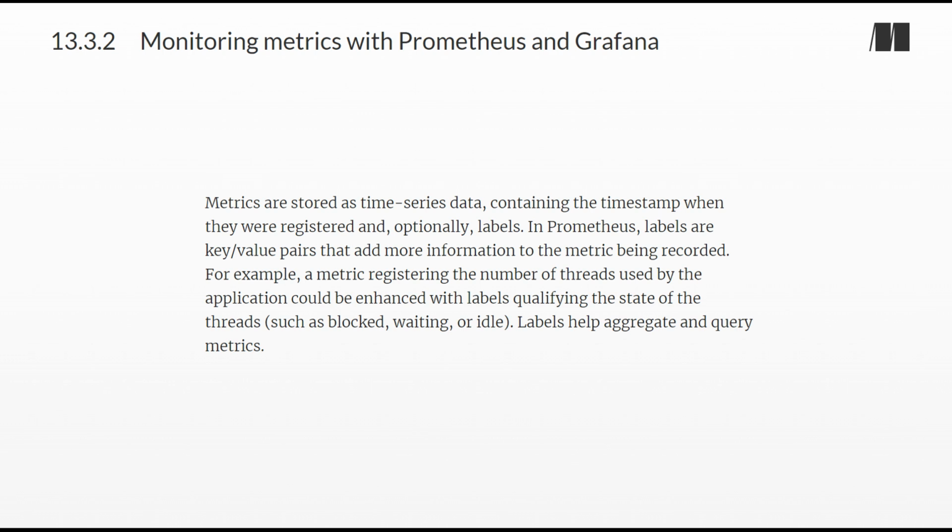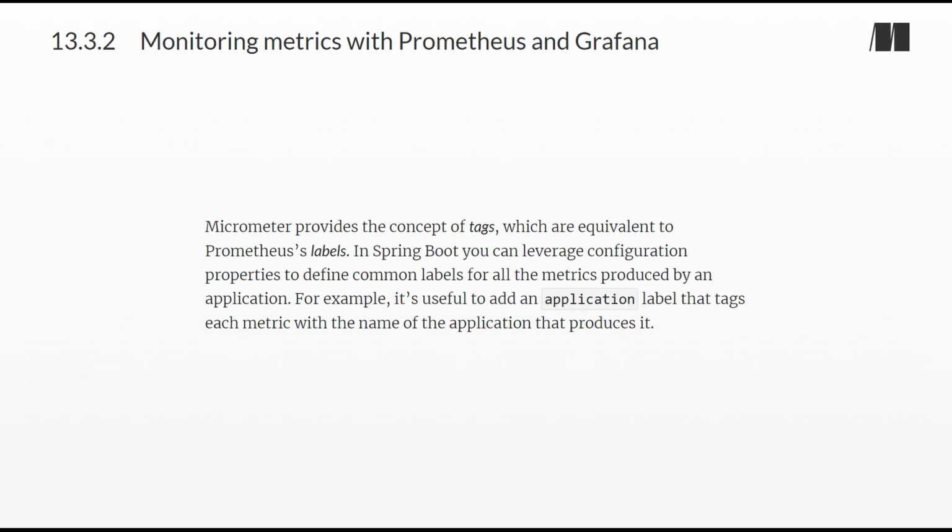For example, a metric registering the number of threads used by the application could be enhanced with labels qualifying the state of the threads, such as blocked, waiting, or idle. Labels help aggregate and query metrics. Micrometer provides the concept of tags, which are equivalent to Prometheus's labels. In Spring Boot, you can leverage configuration properties to define common labels for all the metrics produced by an application.